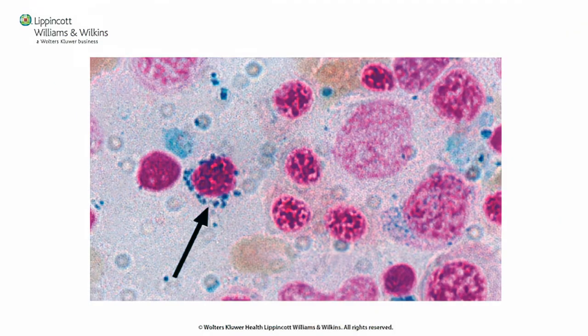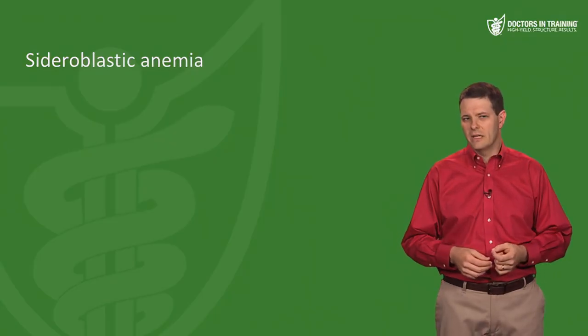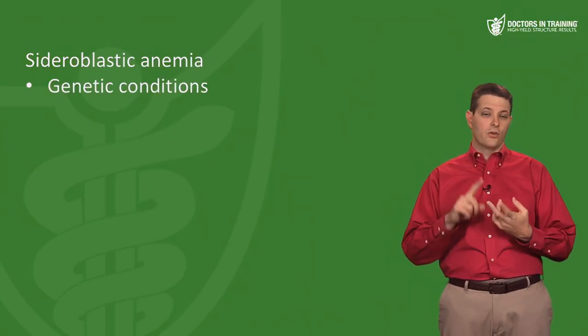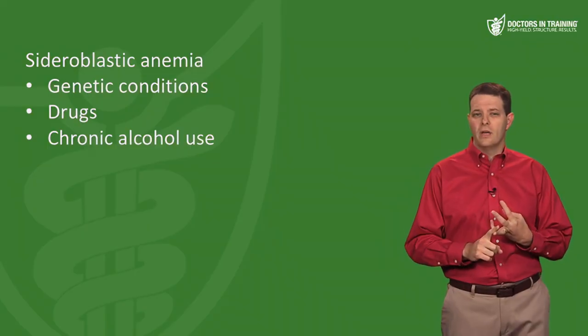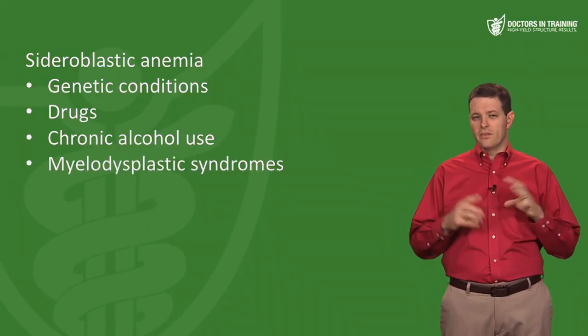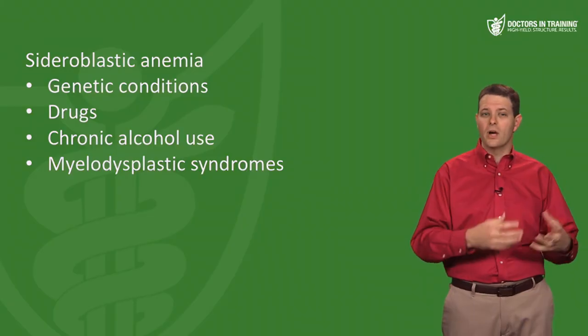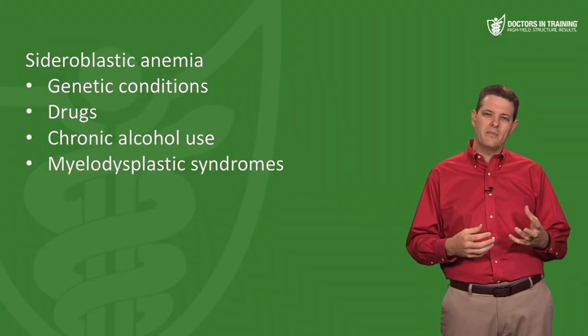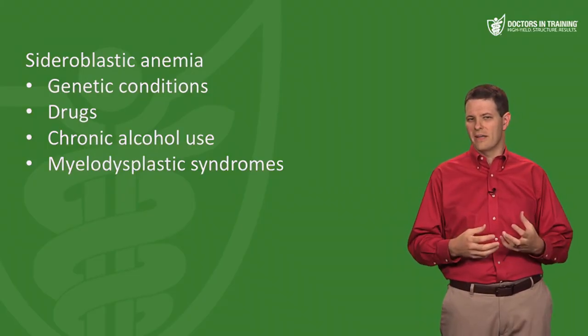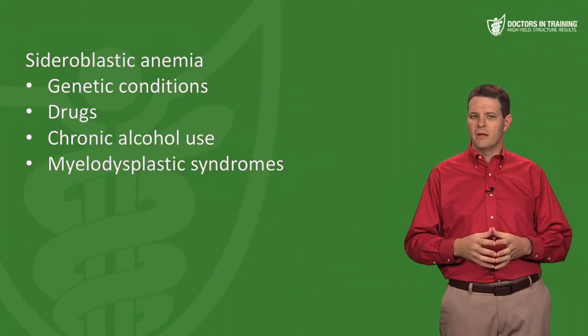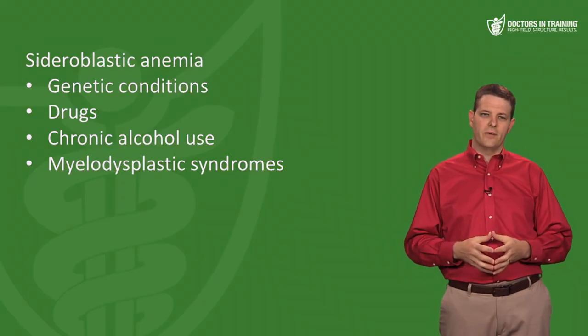Now, patients with disorders of heme synthesis are going to be anemic, and when you do a bone marrow biopsy, you're going to see large numbers of these abnormal ringed sideroblasts. So these diseases are said to cause sideroblastic anemia. Now, lots of different things can cause sideroblastic anemia. Certain genetic conditions, certain drugs, chronic alcohol use, and myelodysplastic syndromes. So sideroblastic anemia isn't a diagnosis in and of itself. It's a sign of some other underlying disease. Now, you may sometimes see lead poisoning listed as a cause of sideroblastic anemia, but that's not really well documented. We're going to talk about lead poisoning in the next video.